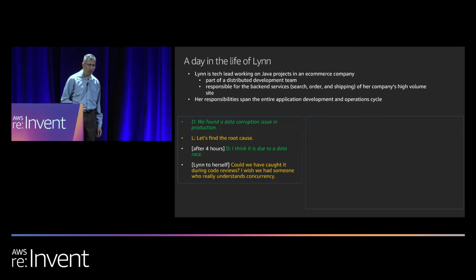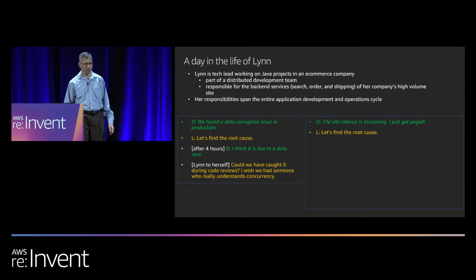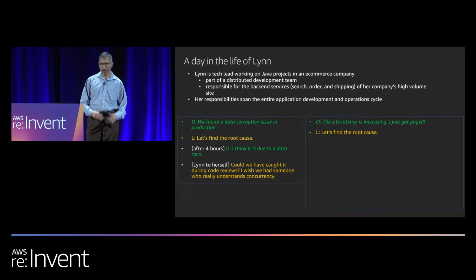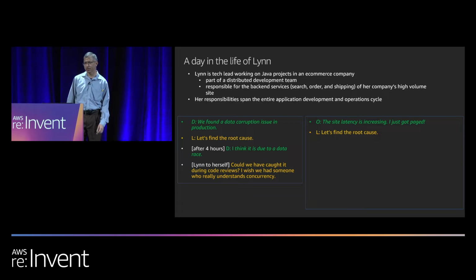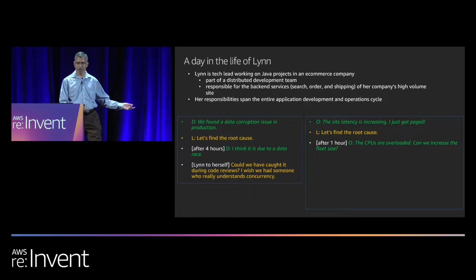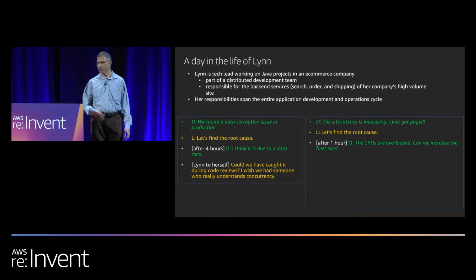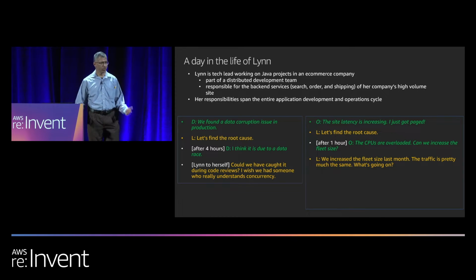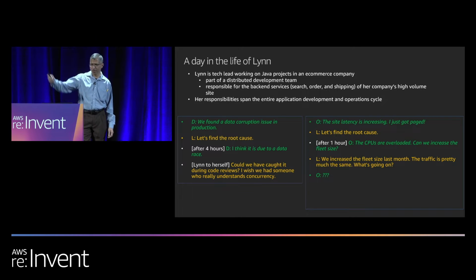So this is one of the incidents, and let's look at the other one. The on-call comes running and says, look, we have latency increase in production, and Lynn says, okay, go ahead and find out what's going on. And after an hour, the on-call comes back and says, our CPUs are overloaded, and we need to increase our fleet sizes to bring the latency down. And Lynn thinks for a moment and says, look, we just increased our fleet sizes a month back, and we have not seen any big increase in traffic, so what's really going on? And the developer doesn't really have an answer at that point in time. And again, Lynn says, okay, let's increase the fleet size and make sure our customer experience is not impacted.